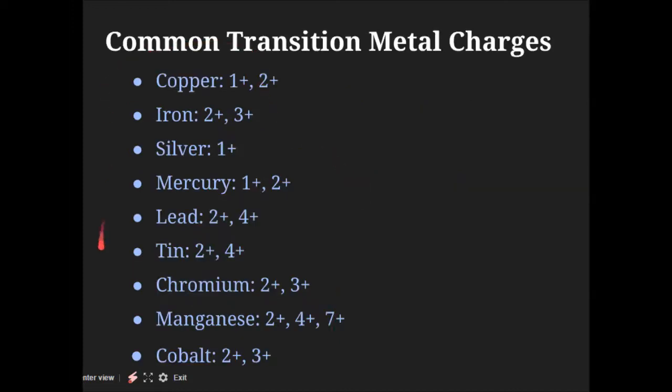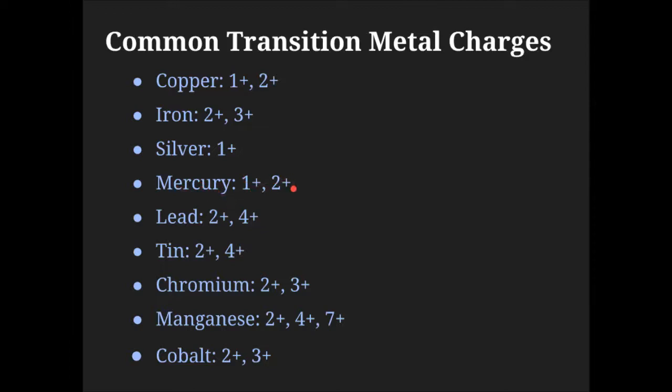Here's a list. So up until now, I haven't had you memorize the different charges that transition metals will take on. But now, and this should be on the back of your green sheet that you got on the first day of class, but if you want to jot it down now, copper has a 1 plus variety and a 2 plus variation. Iron can take on a 2 plus charge or 3 plus. Silver is actually always 1 plus.